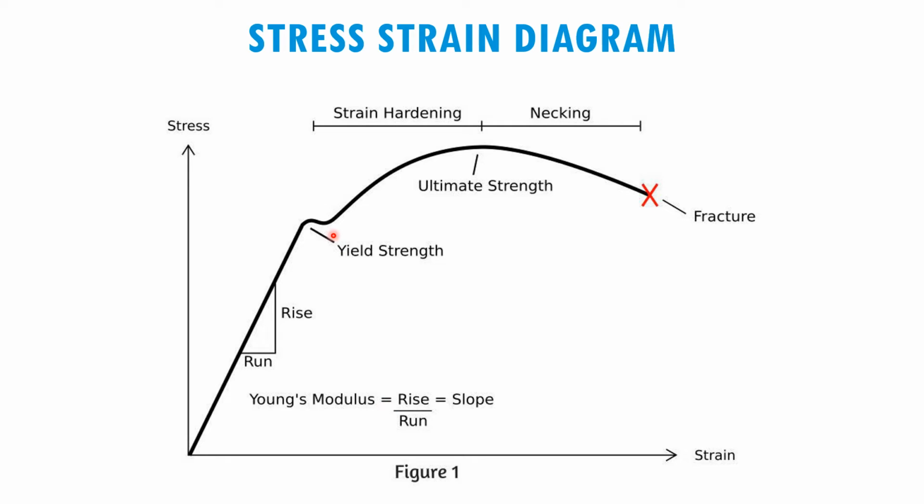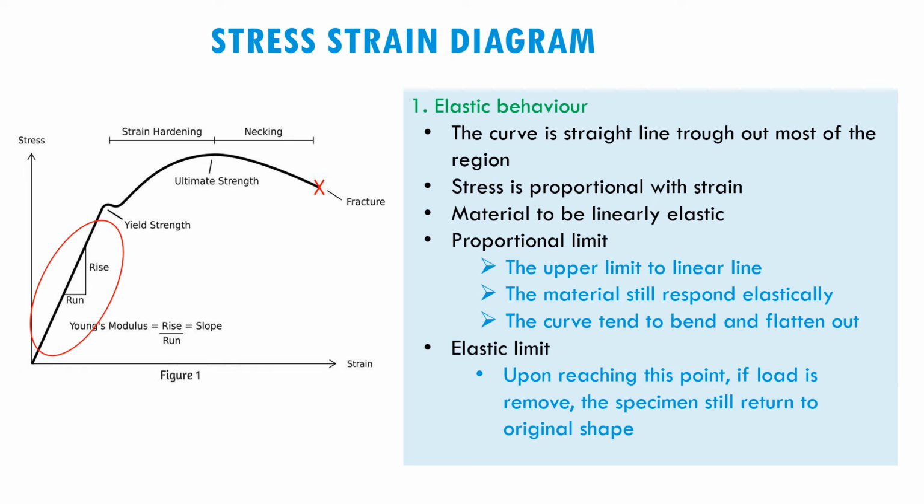Then it comes to the yield strength, and after it reaches the yield strength, the deformation will start to take place until it reaches the ultimate strength, and it will go into necking and in the end fracture. We will look into this part one by one. Now let us look into the first part of the stress strain diagram.